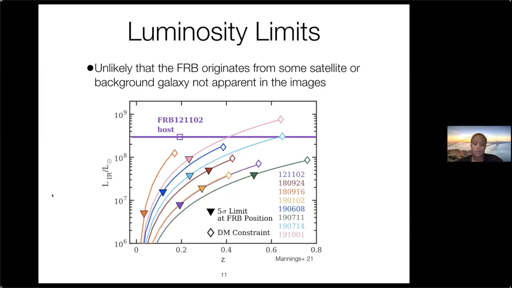And many of these points are below that luminosity limit that we've placed at the luminosity of the host of FRB 12-1102, except for these two, 1910-01 and 1907-14. But again, we don't really expect these FRBs to be hosted in galaxies that are much fainter than 12-1102. So we think that it's unlikely that the FRB is coming from some satellite or a background galaxy that is not apparent in these images. And this is just an image of 12-1102 as reference, that again, it's a pretty faint host.